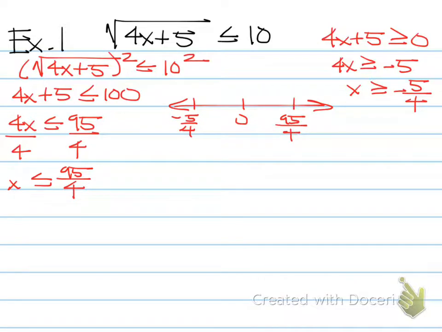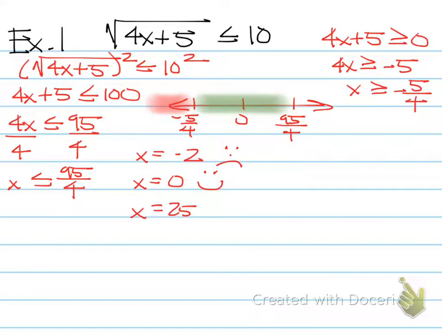If we were to test values that are smaller than negative 5 fourths, like negative 2, we see that that value does not give us a true sentence. When we plug in values between negative 5 fourths and 95 over 4, you will see that those do give us a true sentence, like 0. And if we plug in a value that's greater than 95 over 4, like 25, it does not give us a true sentence. So that interval does not contain solution values.